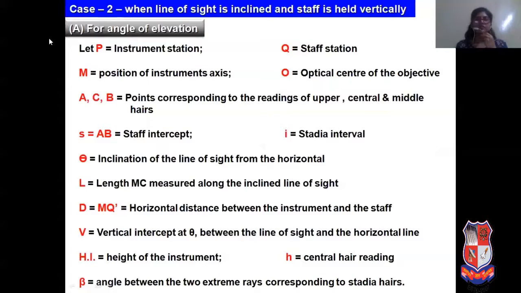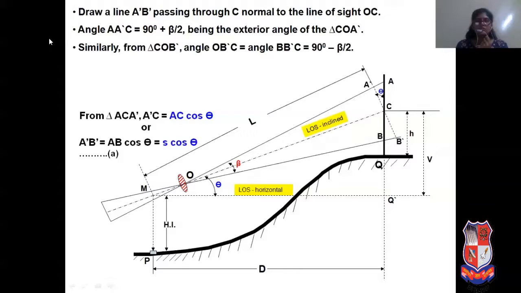We discussed our first case when the line of sight is horizontal and staff is held vertically. Now this is another case when the line of sight is inclined and staff held vertically. There are 2 cases in this case. The first one is angle of elevation and the second one is angle of depression. Angle of elevation means when our staff station is held at a higher elevation from our instrument station, then our line of sight's angle will be at elevation. That's why this is known as angle of elevation.